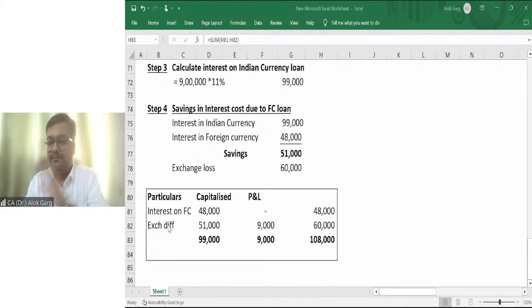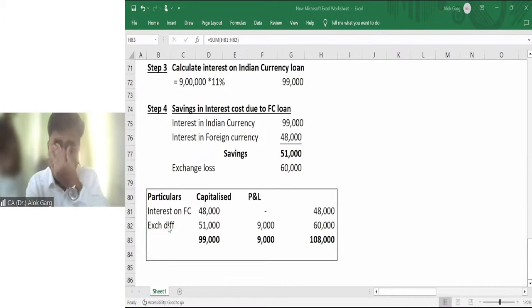Is that clear? What we have done, step number one, we have calculated interest cost in foreign currency. Step number two, we have calculated the exchange fluctuation impact. Number three, we have calculated what the interest would be had we taken this loan in Indian currency. Number four, we have computed the savings. What is my saving due to the foreign currency loan? To the extent of savings, I have capitalized the exchange rate fluctuation. Simple, right?